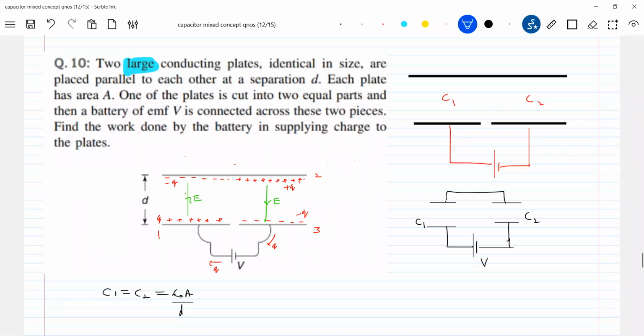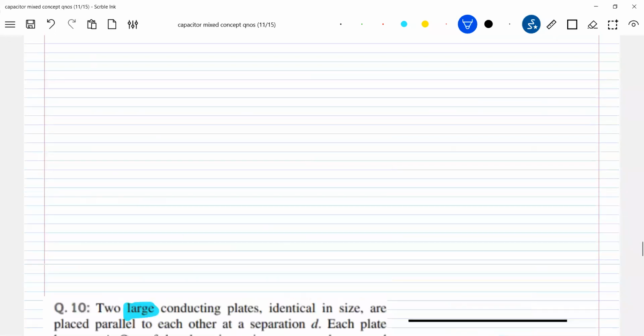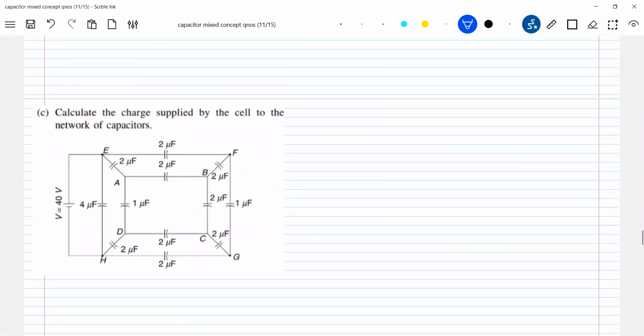C1 should be equal to A by 2. Area of cross section. Just make changes here. I'll take the next one. This is: calculate the charge supplied by the cell to the network of capacitors. We'll take one problem of the equipotential one.